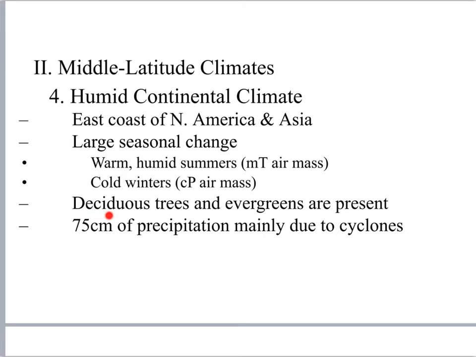Humid continental is noted for its deciduous trees. Deciduous means the trees that change color in the fall and fall off. They lose their leaves. Evergreen trees are like your pine needle trees. They stay green year-round. We get about 75 centimeters of precipitation or rain. These are mainly due to cyclones, which are low-pressure systems that are storms.